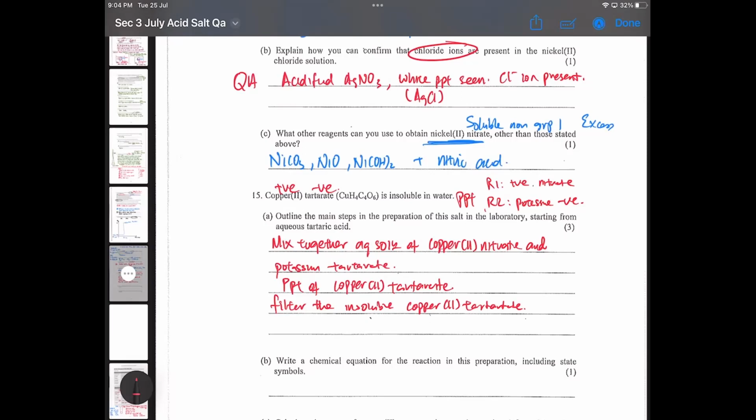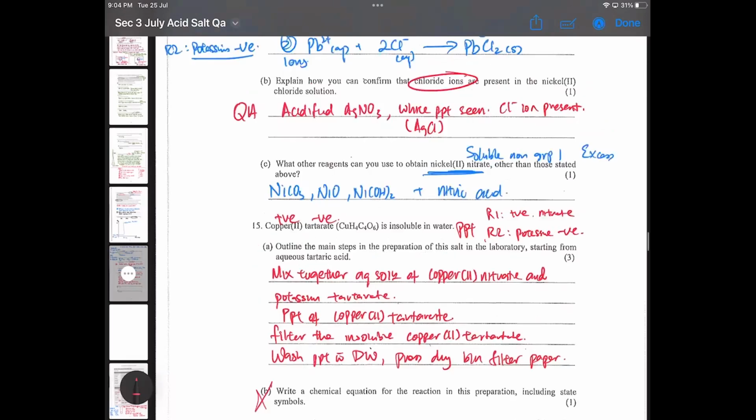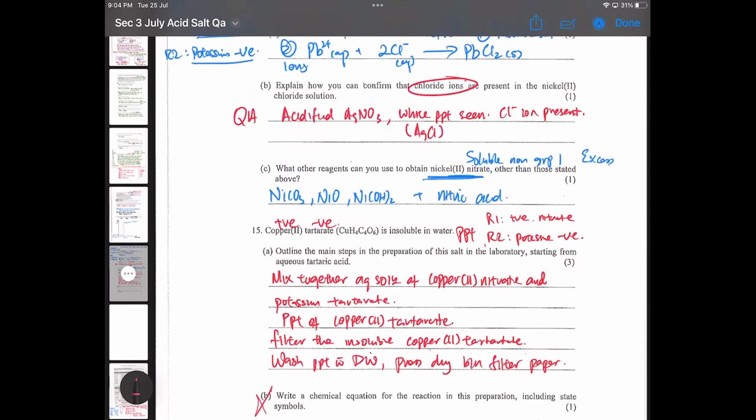And then finally, because this salt is insoluble, we don't have to care about cold distilled water and all this. Don't need to write it. If you write it, you will get penalized, because this will mean that you don't know the purpose of using a small amount of cold distilled water. This is insoluble. So simply wash the PPT with distilled water and press dry between filter paper. Done. The last two equations are not important. Let's ignore this. Okay, this is for precipitation.